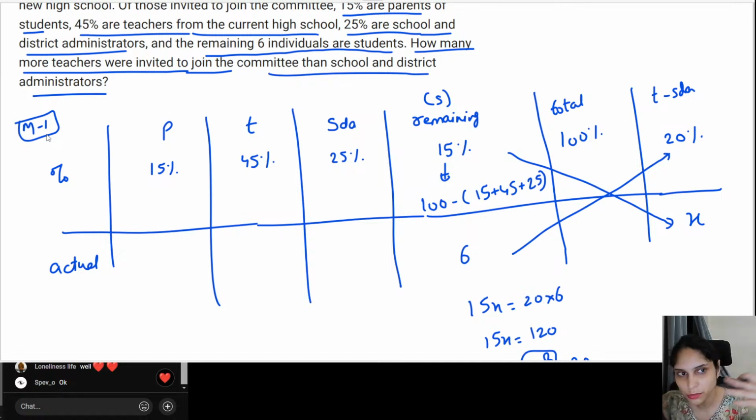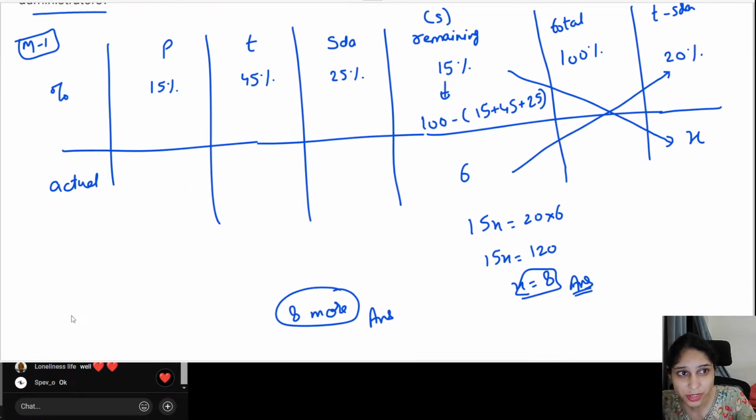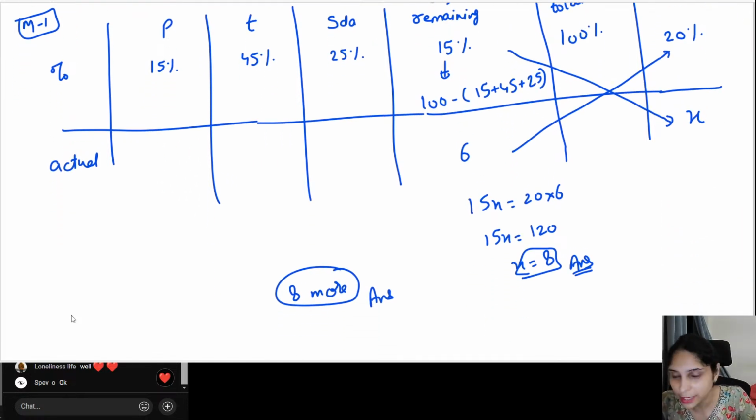They just want to know how many more. That means they're only interested in the subtraction of teachers and school and district administrators. So this question is solved in just one single step, like three steps. You write these values, you write these values, and then we're done. You just cross multiply, we are done. So this is the shortest way to solve these kind of problems.